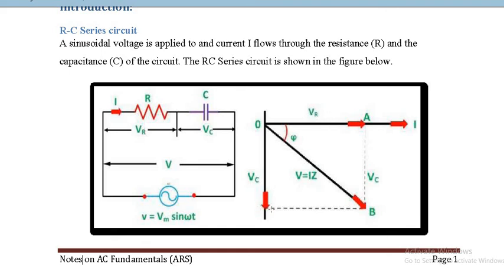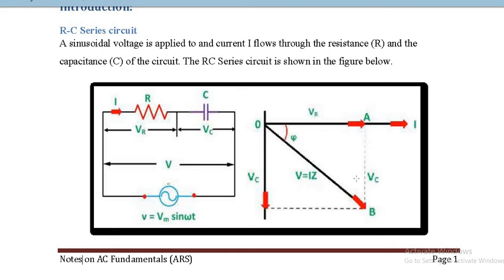So VR and VC when added on a rectangle, you get the resultant phasor. Now you can see this triangle OAB: VR minus jVC is equal to V, which is equal to IZ. Why minus jVC? Because it is not in the same phase but is drawn 90 degrees away. Minus stands for lagging, j stands for 90, and when I write minus j, it signifies that the particular quantity is lagging by 90 degrees.